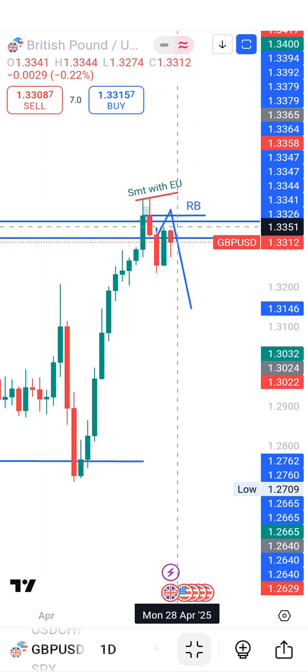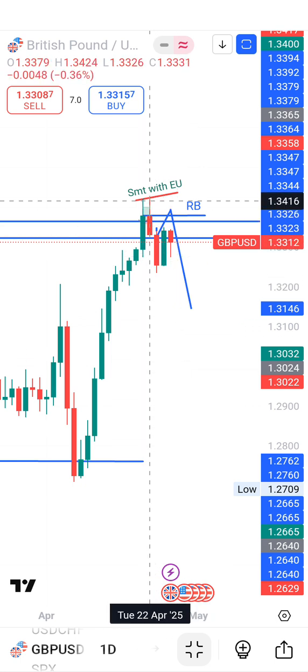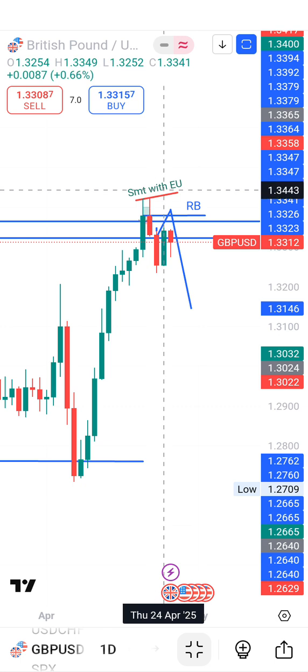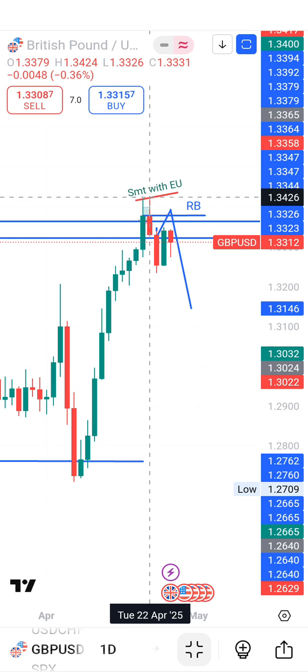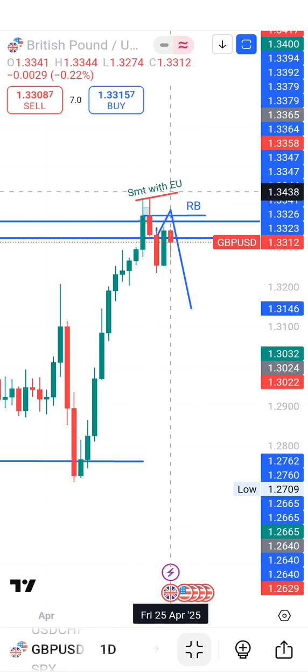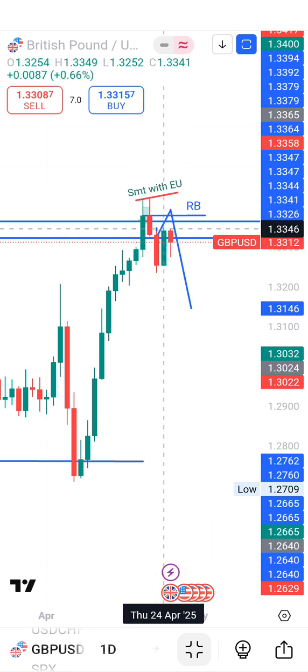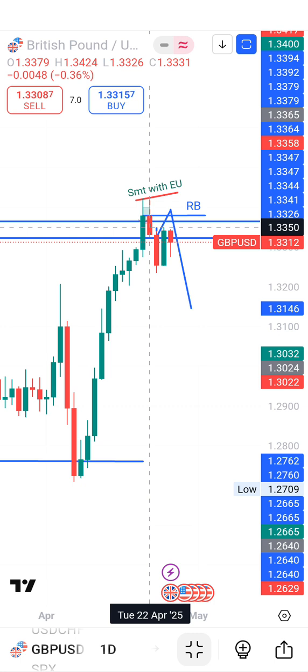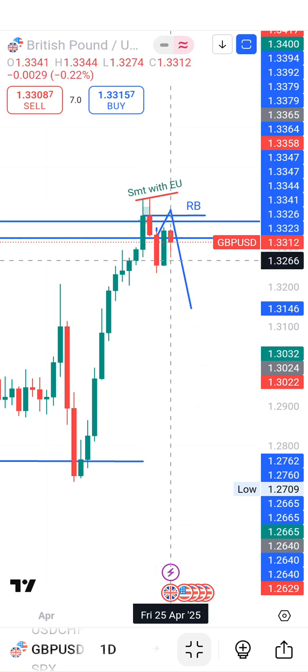So what am I anticipating? Before price dropped, you can see that there was an SMT between GBPUSD and EURUSD. On Tuesday, GBP took off the high of Monday, but EU did not. It was an SMT. Now the price is around this location. This is a rejection block, so I am anticipating price to go up into this rejection block.